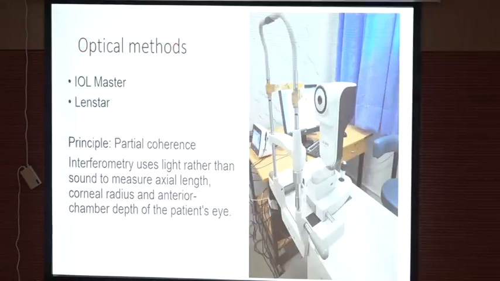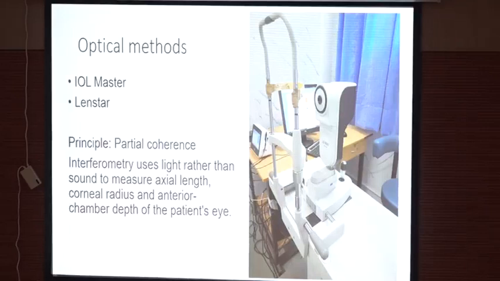Coming to the optical methods, we have the IOL master and the Lenstar. At our institute, we use the Lenstar method. The principle is partial coherence interferometry, and it uses light rather than sound to measure the axial length, the corneal radius, and the anterior chamber depth of the eye.